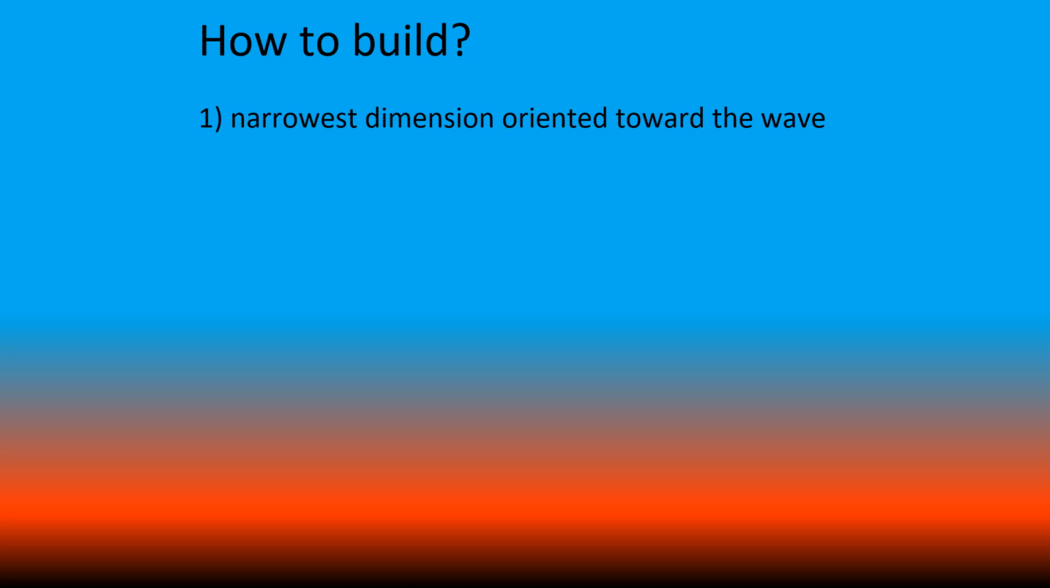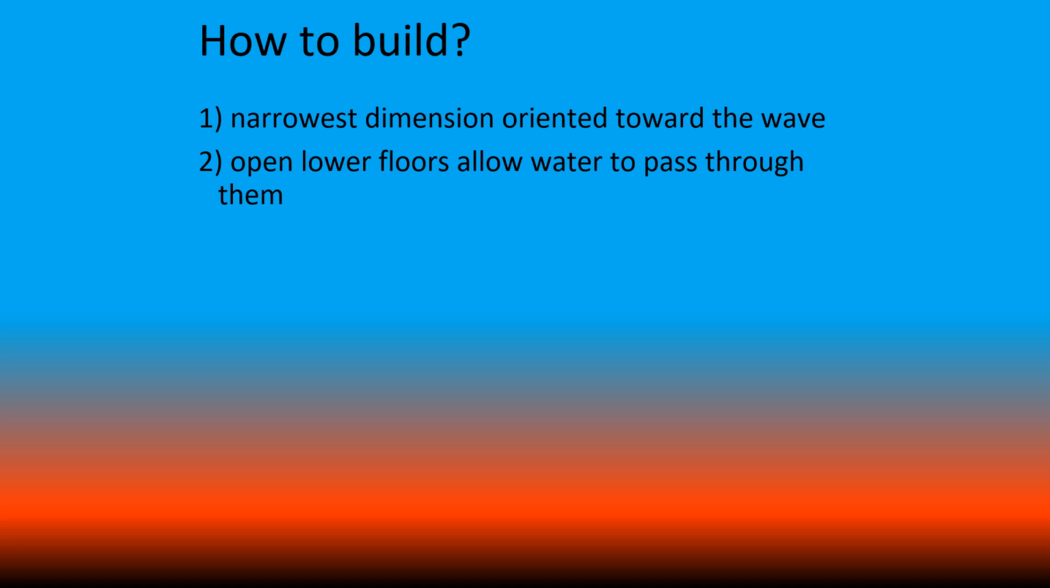So how to build. You want to put the narrowest dimensions toward the wave, like I just said. If you have a narrower part of the building, you want to turn that part so that it's facing the wave. So if you have a long, narrow house, where it's longer than it is wide, you would put the width part, the narrower part, facing towards the coastline.